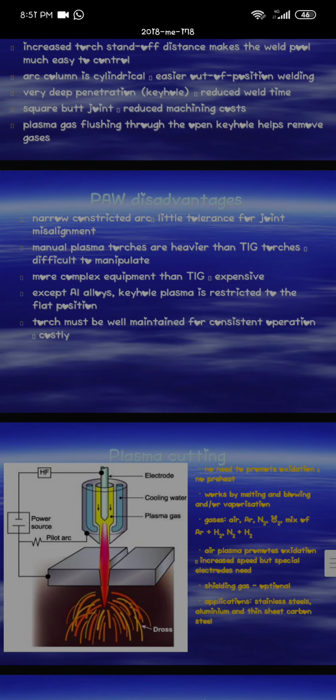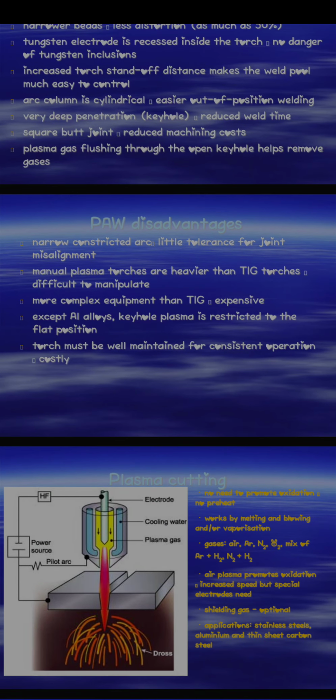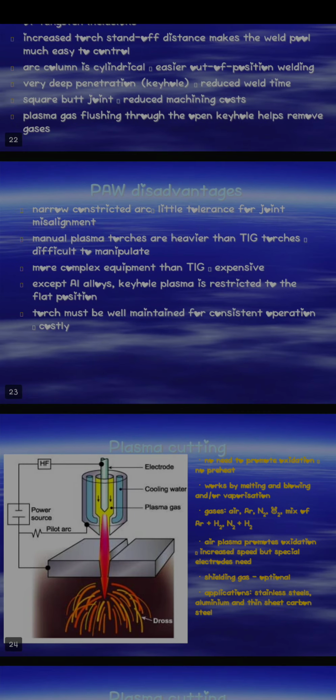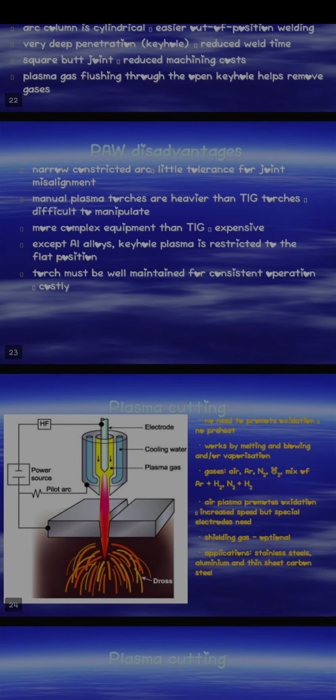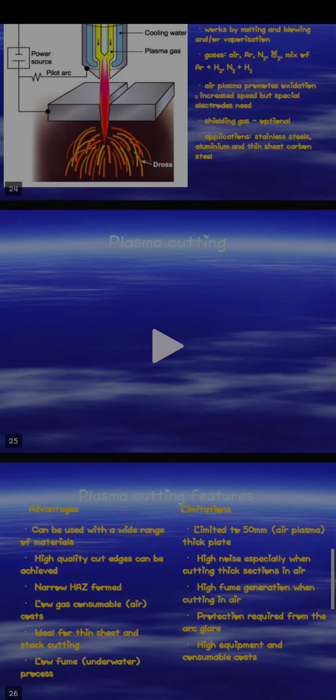Now comes the PAW plasma arc welding disadvantages. The narrow constricted arc gives little tolerance for joint misalignment. Manual plasma torches are heavier than TIG torches and difficult to manipulate. The equipment is more complex than TIG and expensive. Except for aluminum alloys, keyhole plasma is restricted to the flat position.